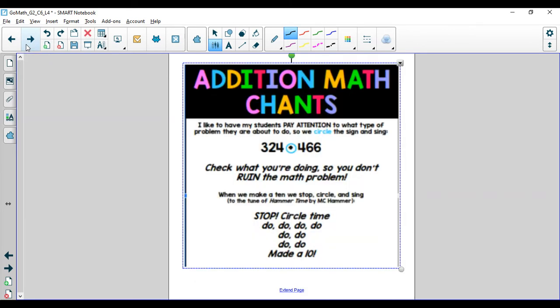When we practice, we are going to use a chant to help us out. We always make sure we pay attention to what we are doing in our problem so we don't ruin our math problem. We want to make sure we know what our sign is, and here we see an addition symbol. So when we make a 10, we can stop, circle, and sing.